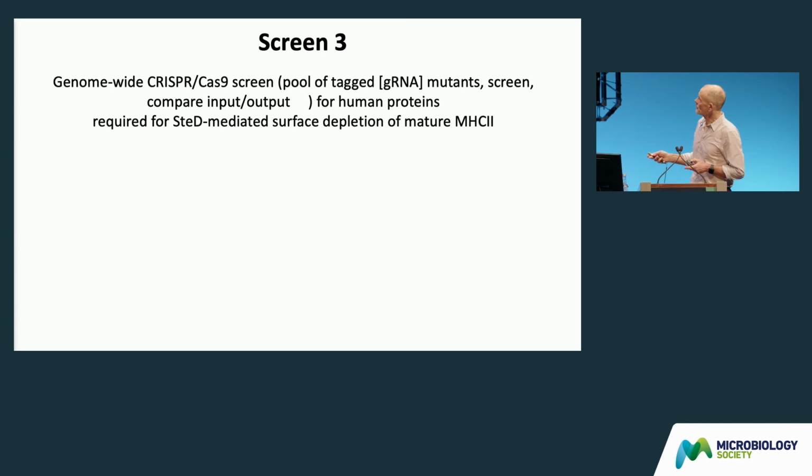So we did a CRISPR-Cas9 screen, pools of tagged mutants, this time guide RNA, screened by input and output, not too dissimilar to what I've already described, but this time for human proteins which are required for SteD-mediated surface depletion of MHC class II.